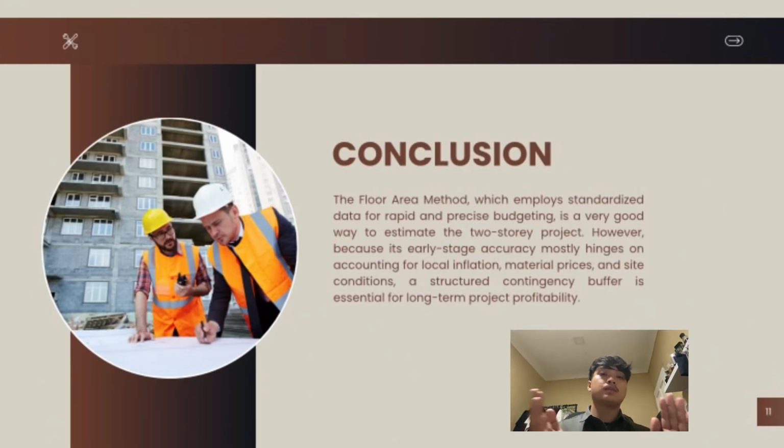So we move to the last part of this presentation. So the conclusion is the floor area method, which employs standardized data for rapid and precise budgeting, is a very good way to estimate the 2-story project. However, because it is an early stage estimate, accuracy mostly hinges on accounting for local inflation, material prices, and site conditions. A structured contingency buffer is essential for long-term project profitability.